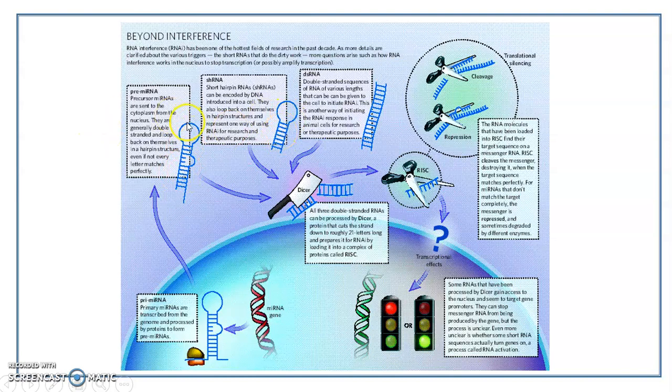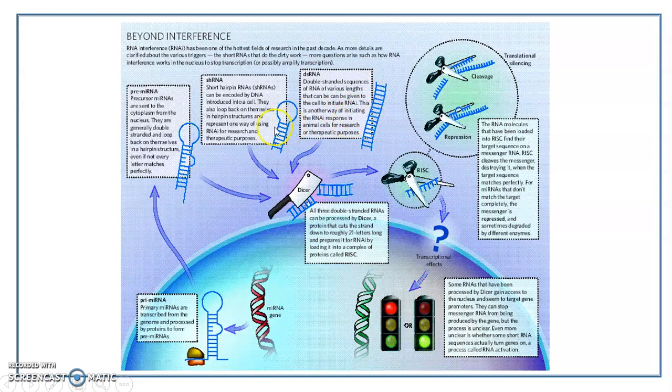Precursor microRNAs are slightly longer than the short hairpin RNAs. Coming to the next one, we have the double-stranded RNA. It is very unique because RNAs are usually single-stranded. And these double-stranded RNA sequences can trigger the RNA interference mechanism.